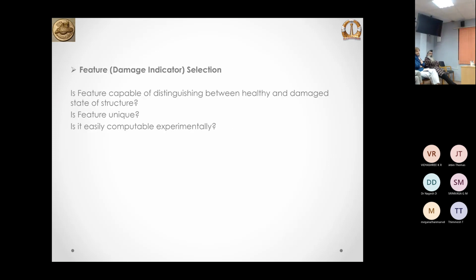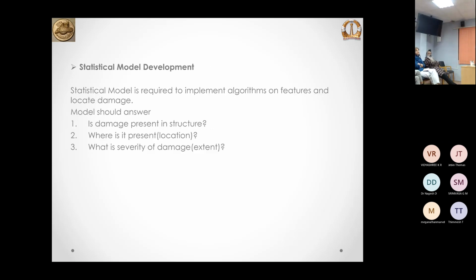Third stage is damage feature selection. We have to select a feature that gives the damage indicator. Okay, that is called the damage indicator. We have to see if it is capable of distinguishing healthy and damaged structure, whatever the indicator or parameter we have selected. And is it unique to the structure, and can we compute it experimentally, all these things.